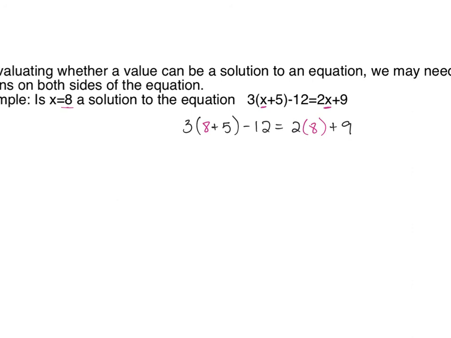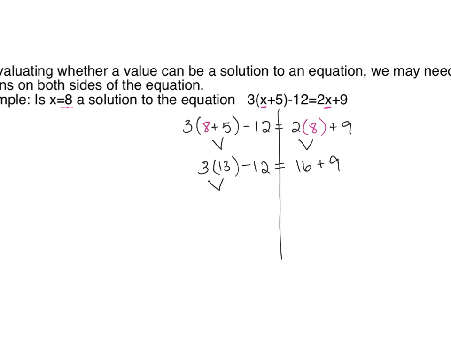Now, because I have things going on both sides of the equation, I'm going to go ahead and draw that line down the middle. When I do a problem like this, I'm going to do the order of operations until I get this side down to one number, and I'm going to do the order of operations until I get this side down to one number. And then we're just going to see if those two sides are equal. So, first parentheses, 8 plus 5 is 13. I'm going to drop down that 3 to put out in front here. Drop down the minus 12. Drop down the equal sign. Over here, I'm going to multiply 2 times 8 is 16. Drop down the plus 9.